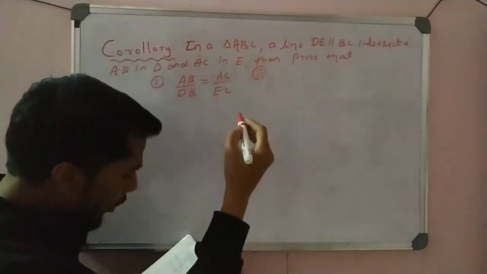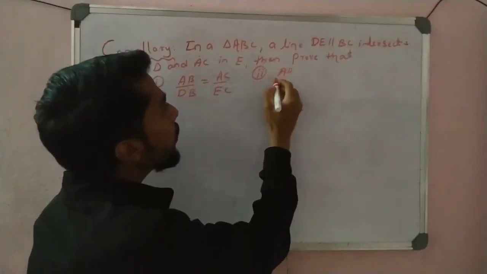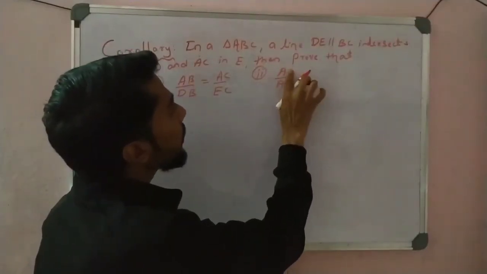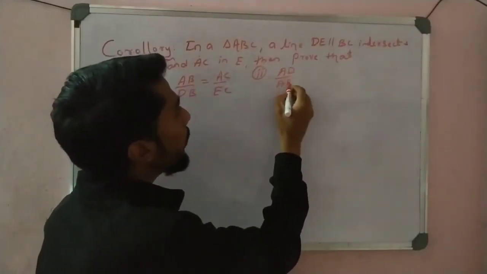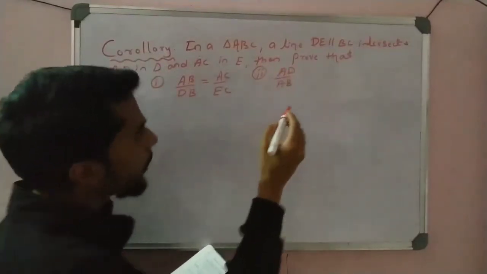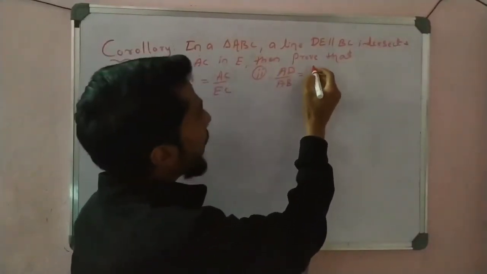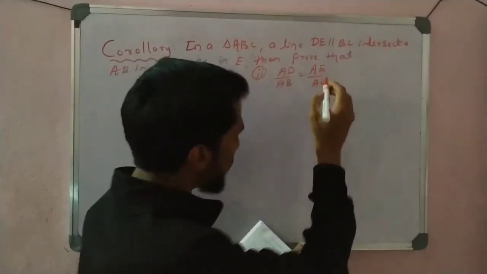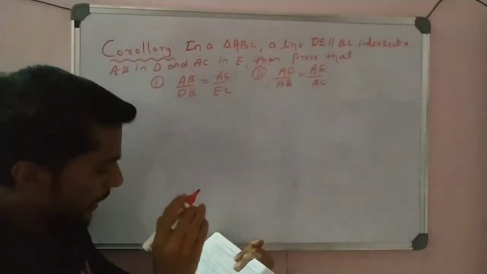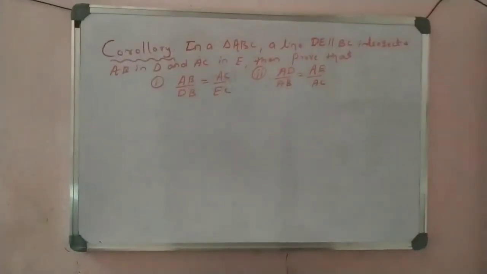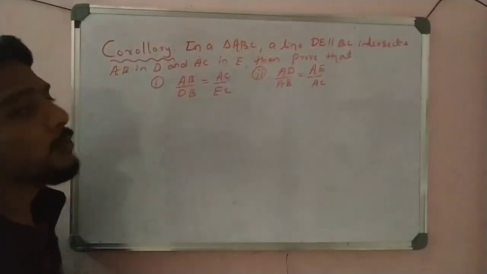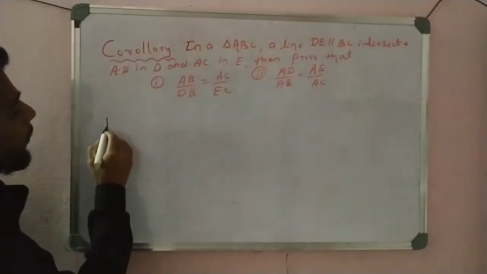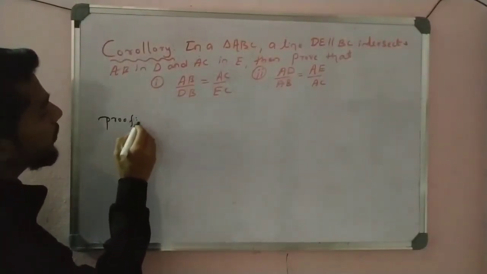The next result we have to prove is that AD divided by AB is equal to AE divided by AC. Check that I wrote correctly. Now we have to prove this by using the BPT theorem. We solve such problems using the BPT theorem.